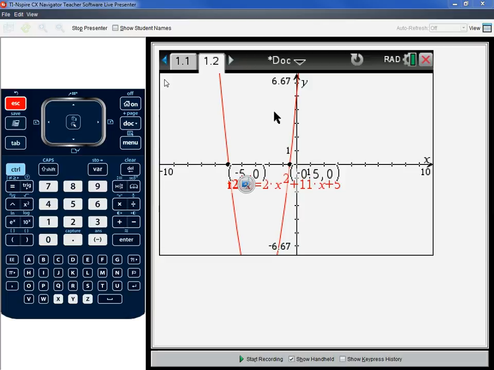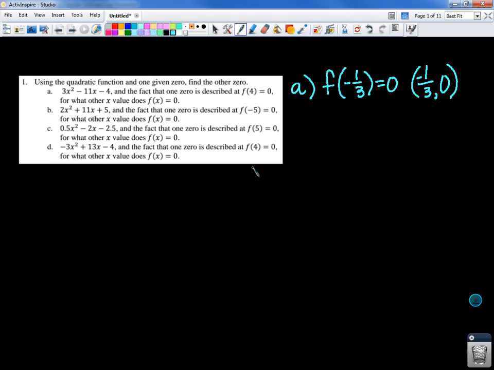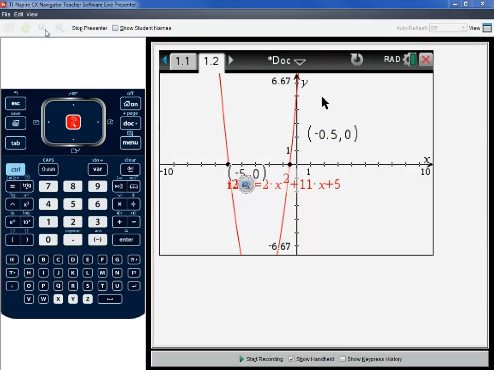Escape. All right, now I'm going to move the label here because it's kind of difficult to see that little bit of a negative. So we have negative 0.5, which is the same thing as negative 1/2. So B, I have f of negative 1/2 equals 0, which represents the ordered pair, negative 1/2, 0. I'm going to do the same thing for the next one.